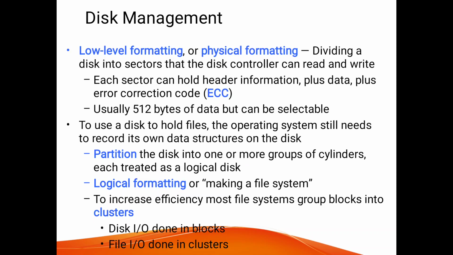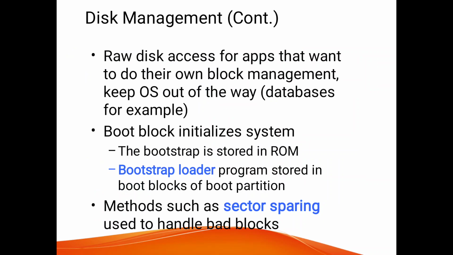So in disk management, there is low-level formatting, or physical formatting. It divides a disk into sectors that a disk controller can read and write. To use a disk to hold files, the operating system still needs to record its own data structures on the disk. It has three key aspects: partitions, logical formatting, clustering, and raw disk access for applications that want to do their own block management, keeping the OS out of the way.